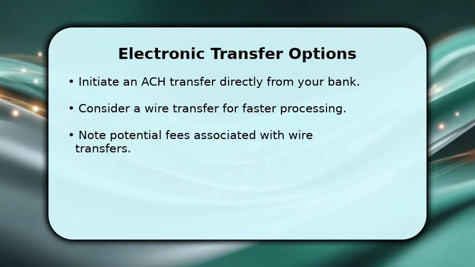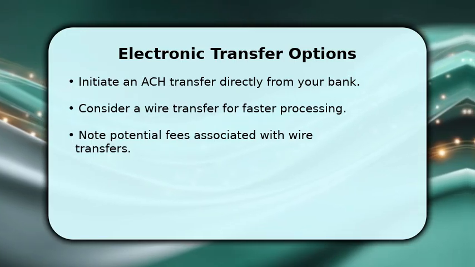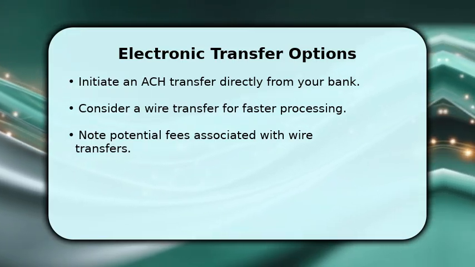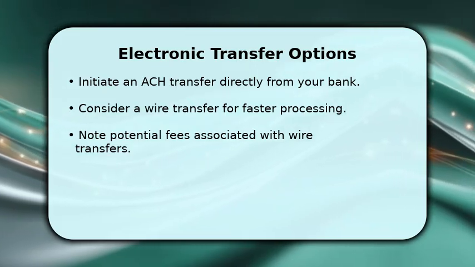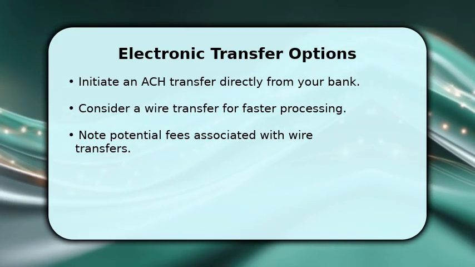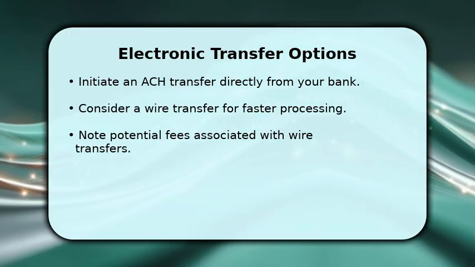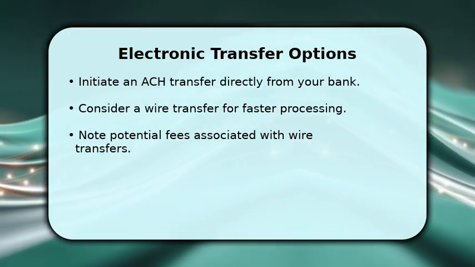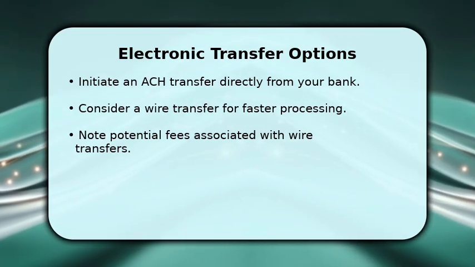Electronic transfers are a popular and efficient way to fund your account. You can typically initiate an ACH transfer directly from your bank's online portal, which usually takes a few business days. For quicker access to funds, a wire transfer is an option, though it might involve a small fee from your bank. Always confirm the routing and account numbers for Thinkorswim to avoid any delays or issues with your deposit.